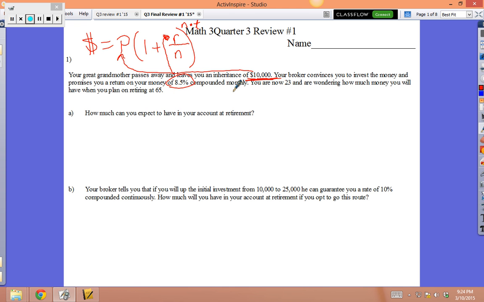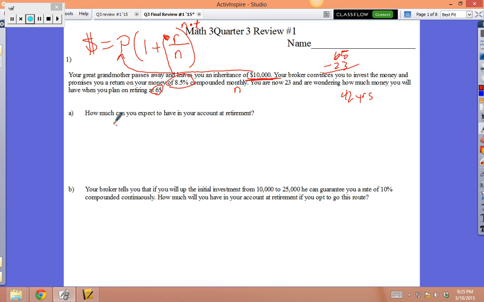And compounded monthly, this is your N. How many times a year are they going to pay you interest? They're going to pay you interest monthly, so 12 times a year. Now this we need to use to find the T. So you're 23 years old, and if you leave it until you retire at 65, how long is that money going to sit in the bank and collect monthly interest from you? So 65 minus 23, the number is 42. So 42 years, that money is going to sit in the bank.